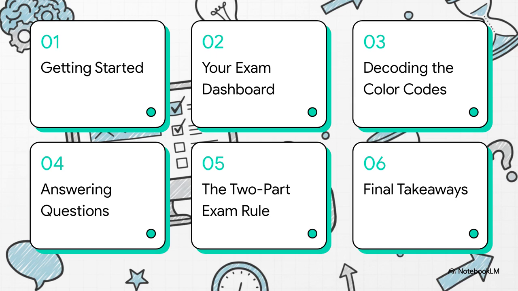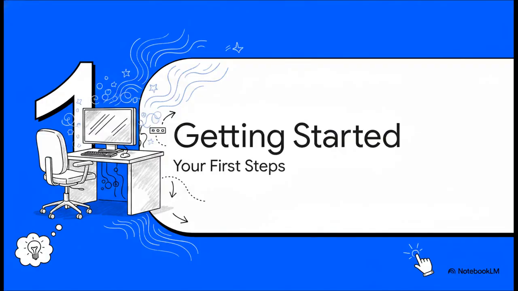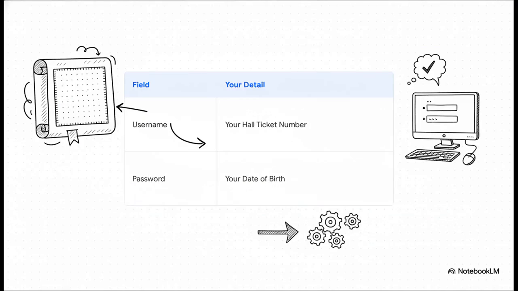Ready? Let's get started. So, imagine this. You've found your assigned seat, you've sat down in front of the computer. First thing you do? Just take a deep breath. Now, here's exactly what you'll do next. The login screen is super simple. Your username is just your hall ticket number, and the password is your date of birth. Both of those are right there on your hall ticket, so you don't have to memorize anything new. Just type them in carefully.